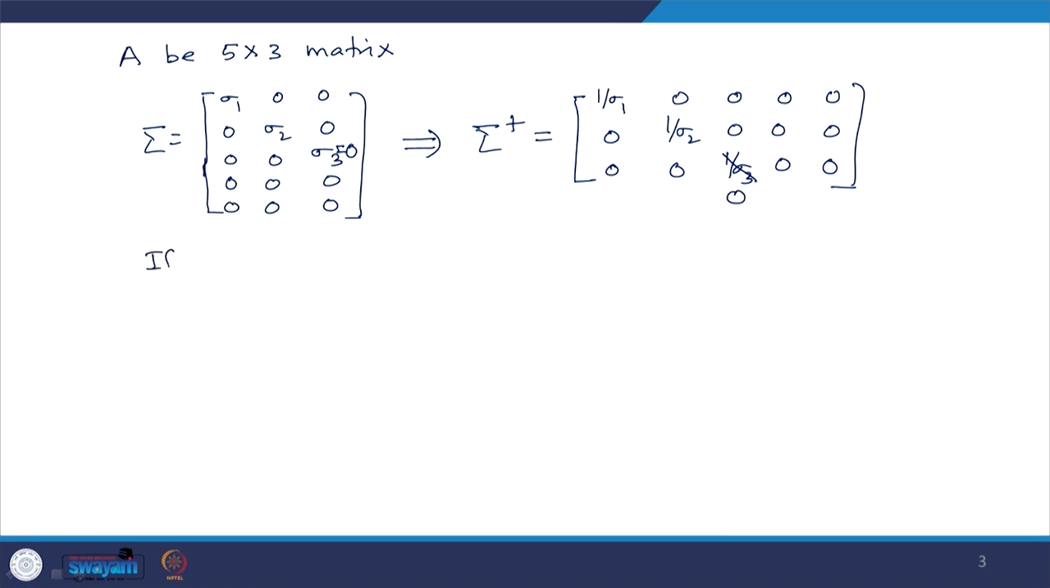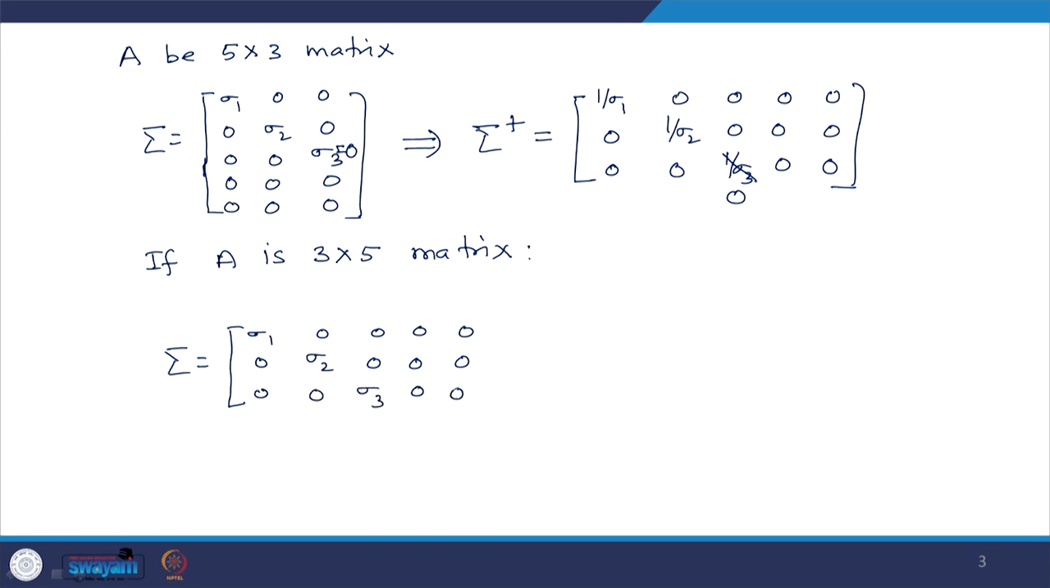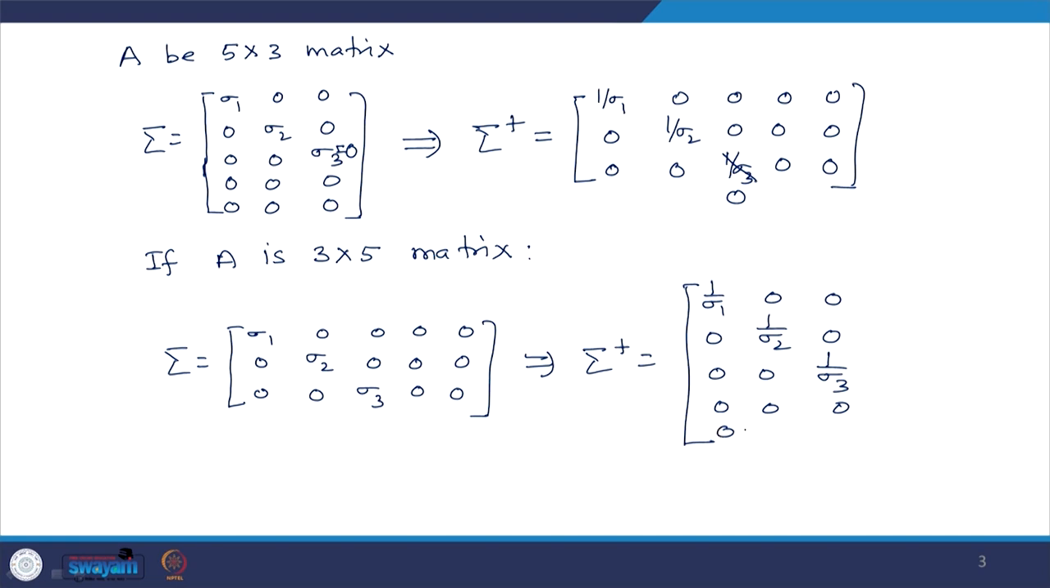Similarly, if A is a 3 by 5 matrix, in this case sigma will be 3 by 5, that is sigma 1 0 0 0 0, 0 sigma 2 0 0 0, and then 0 0 sigma 3 0 0. In this case the pseudo inverse of sigma will be something like this: 1 upon sigma 1 0 0, 0 1 upon sigma 2 0, 0 0 1 upon sigma 3, and then 0 0 0 in the remaining rows.